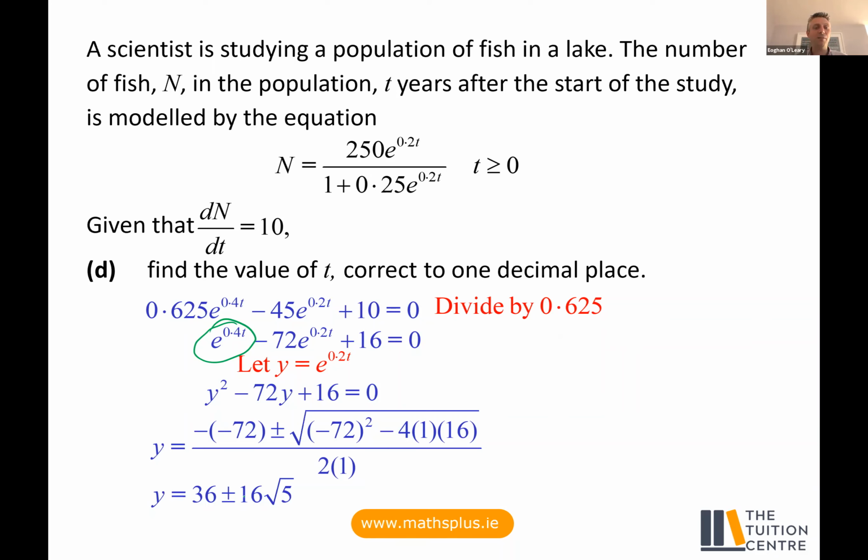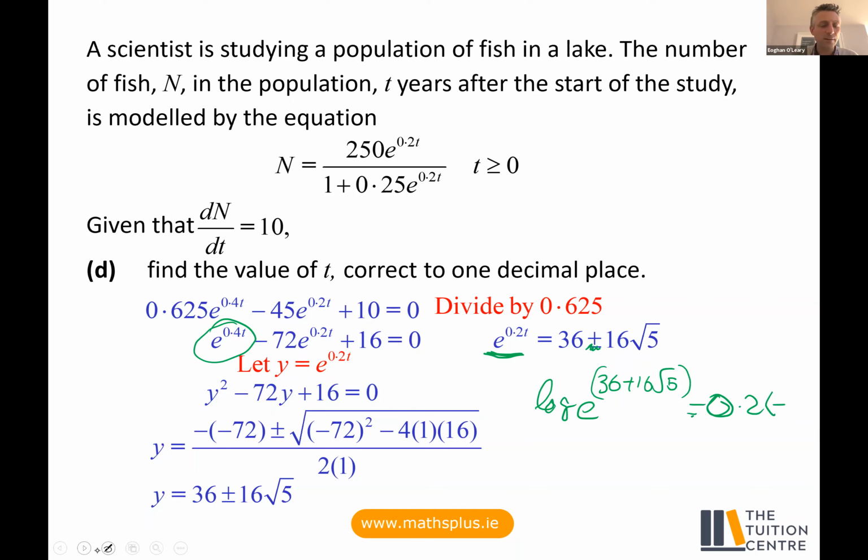Why? Because I had to solve the equation in terms of t. T is the variable that I'm looking for, not y. So I go back to here. e to the power 0.2t is equal to 36 plus or minus 16 root 5. So again, if I just took the plus case first, I might use the key rule of logs. I'd introduce logs. The base remains the base. What was the answer becomes the power. And what was the power becomes the answer.